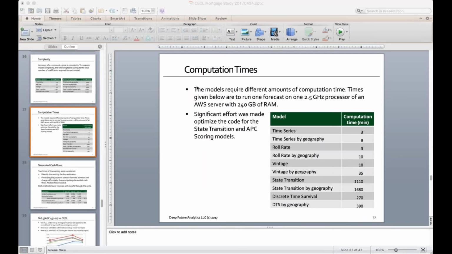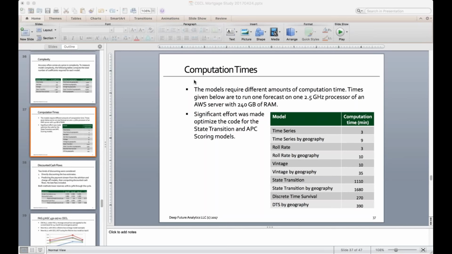And for the most part, computation time scales with parameters. You can see that here. This is the computational time required to run on the best server we could get at Amazon. You see on here the state transition models took a lot of time to compute.